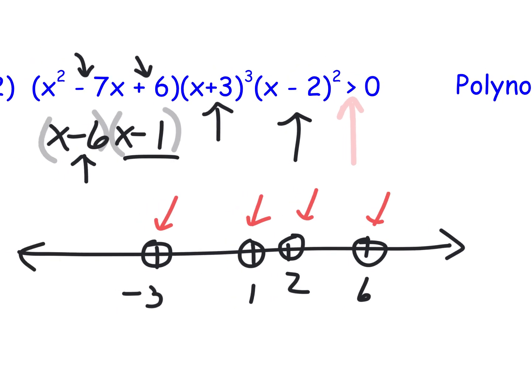Well, the 6 ends up making this part 0, which means the whole thing is 0. And is 0 greater than 0? No, 0 isn't greater than 0. And so then this doesn't work. So you leave it empty. And in fact, you leave them all empty, because all of those things are called zeros. They'll all make it equal 0. And we don't want 0. We want bigger than 0. Okay, so they're all empty.